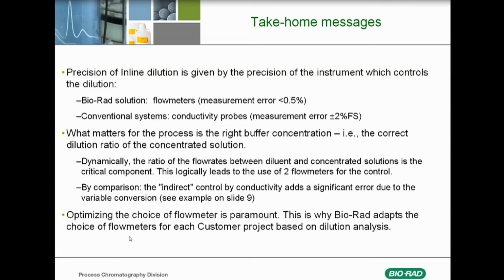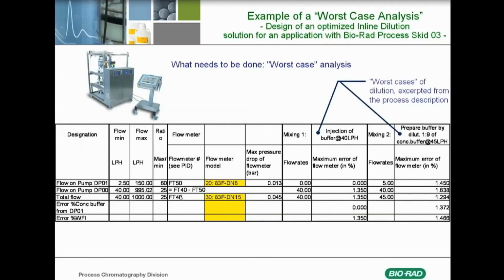And now the last take-home message is that flowmeters are paramount, and this is why in each case we are consulted. We are doing a worst-case analysis where we consider your process description. We take the worst-case dilution ratio. For example, we work at small flow with a high dilution ratio. And here we optimize the choice of the flowmeters for obtaining the minimum dilution error. Okay, so as to have the most suitable choice in each case.